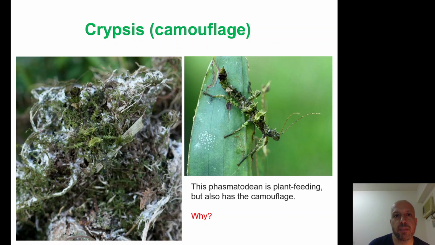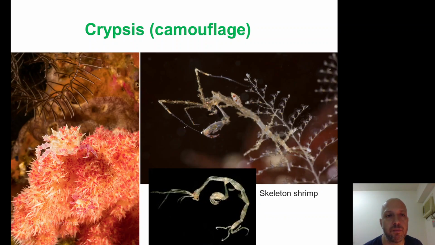Okay, this is also crypsis, also camouflage, and a stick insect this time, right? So can you see this insect here? It's very good camouflage, right? It's somewhere here. This thing is eating plants, so it's definitely not hiding to catch some poor insects, but it's hiding because it doesn't want to be seen by predators, right? So it's another reason why camouflage is working, a kind of protection from predators.